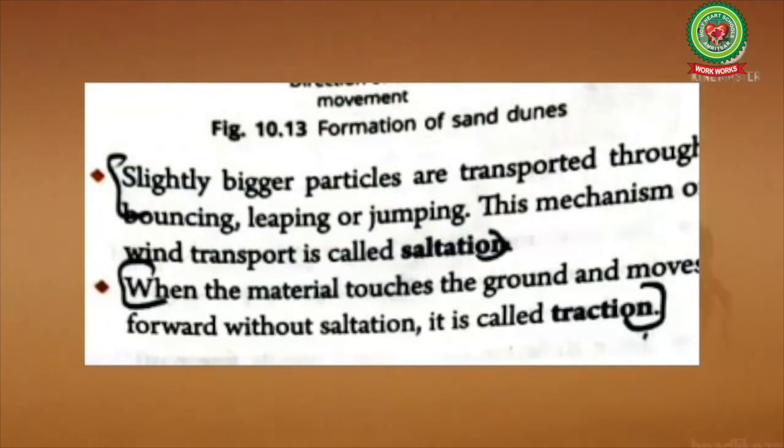Slightly bigger particles are transported through bouncing, leaping, or jumping. This mechanism of wind transport is called saltation. When the material touches the ground and moves forward without saltation, it is called traction.